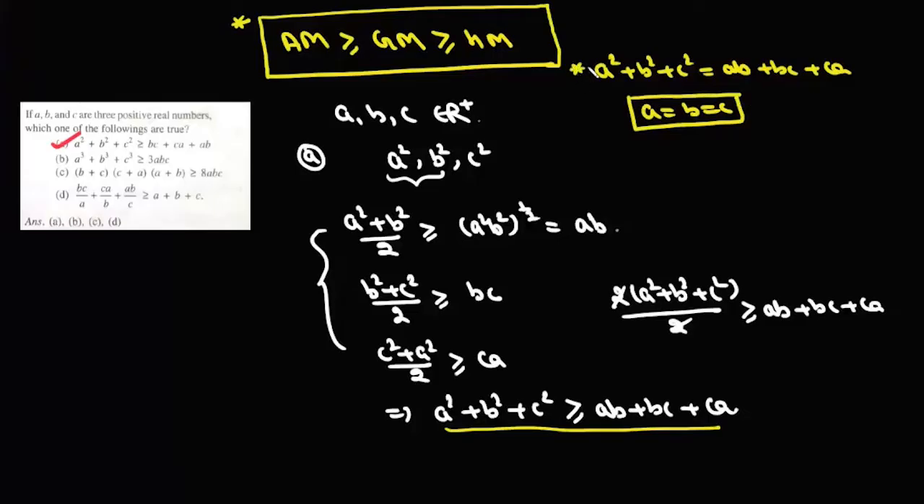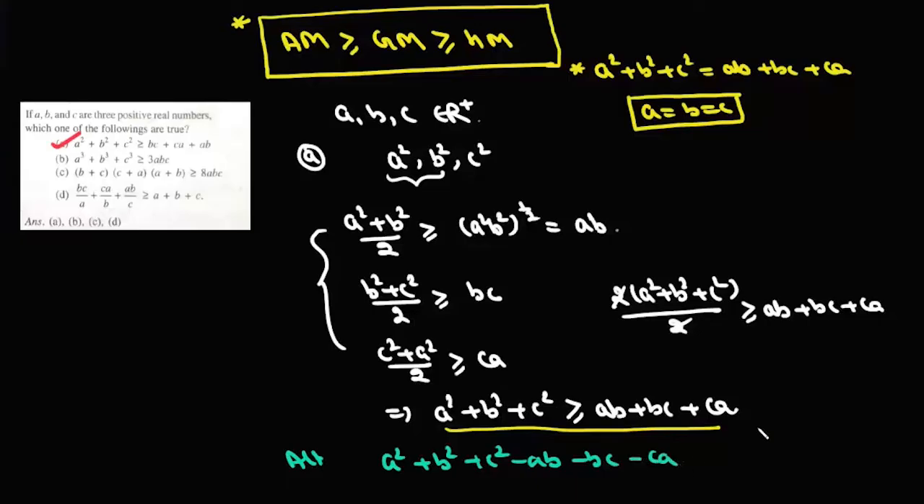So if we have this strict equality, then all three numbers will be the same. Another way to solve the same question is, we can write this as a square plus b square plus c square minus ab minus bc minus ca.